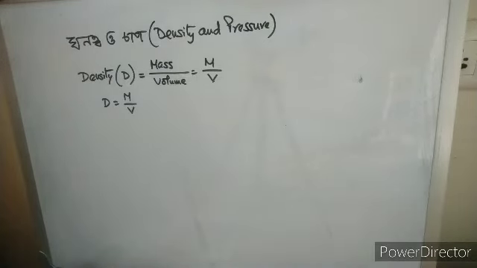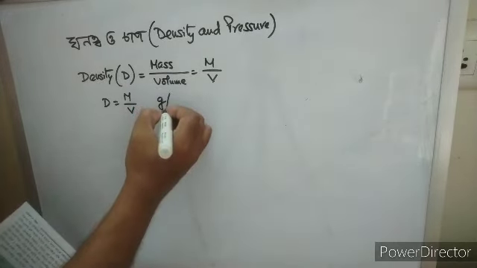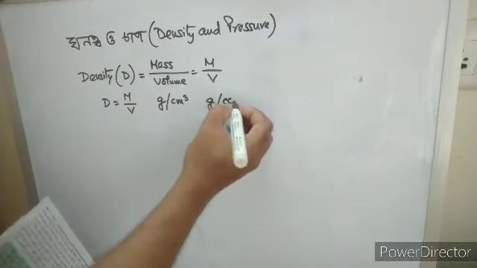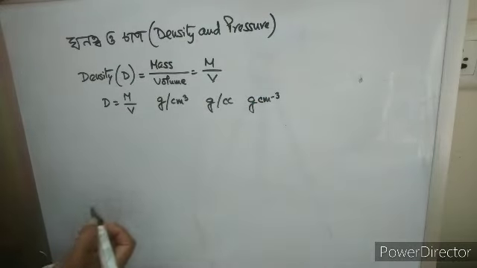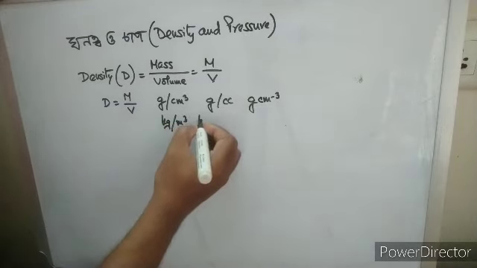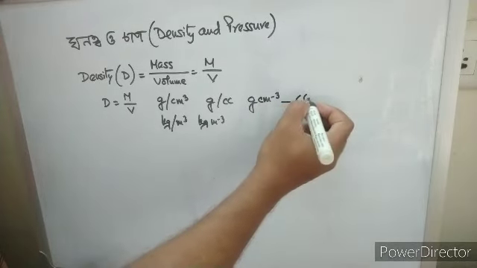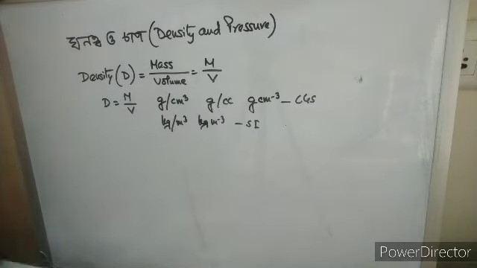Density is the property of matter, and density unit is CGS unit gram per centimeter cube or gram per cc or gram centimeter to the power -3. And SI unit is kilogram per meter cube or kilogram meter to the power -3. So this is for CGS system and this is of SI system.